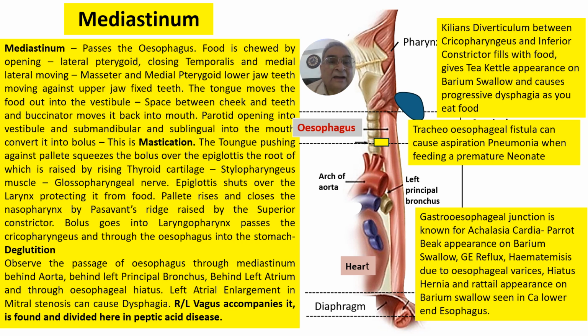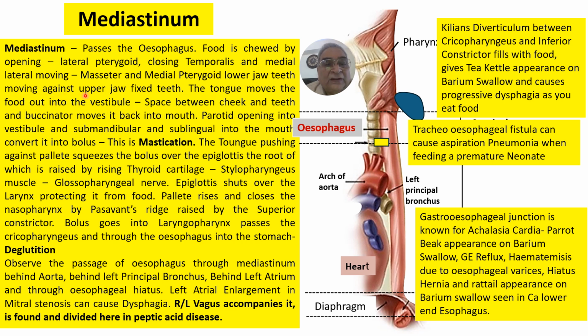After the heart and the lung, we pass on to the mediastinum. That means between the lungs and behind the heart. Mediastinum passes the esophagus. So let us see what is the function of the esophagus. Food is chewed by the opening of the jaw by the lateral pterygoid, closing by the temporalis, and medial and lateral movement of the teeth over the upper jaw by the masseter and the medial pterygoid muscles.